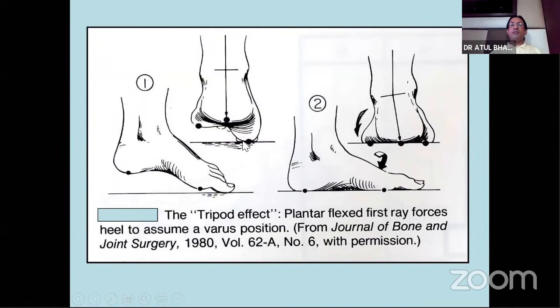And this is basically because of what is called the tripod effect. You cannot walk on the ball of the toe. So to compensate, the lateral body will shift down and the heel, which is looking neutral, will shift into varus. And this is the basis of the Coleman block test, the tripod effect of the foot. And you can test it in various ways.